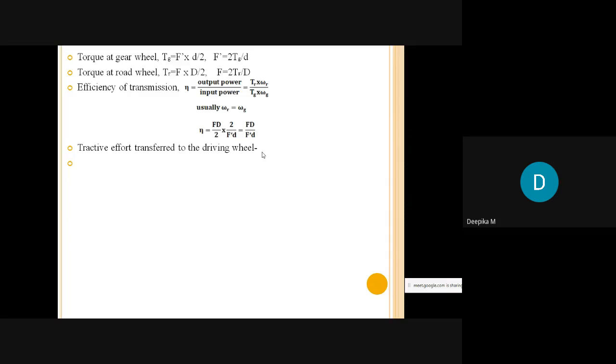Next, tractive effort transferred to the driving wheel. Okay, so now we have written the efficiency of the transmission. Then how can I write the tractive effort transferred to the driving wheel? You can see here, this is the formula for efficiency, and I want to know the tractive effort transferred to the driving wheel. That means it is F dash. Sorry, it is F, because driving wheel means road wheel, correct?